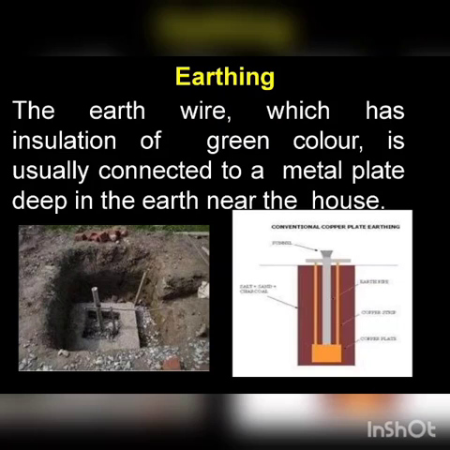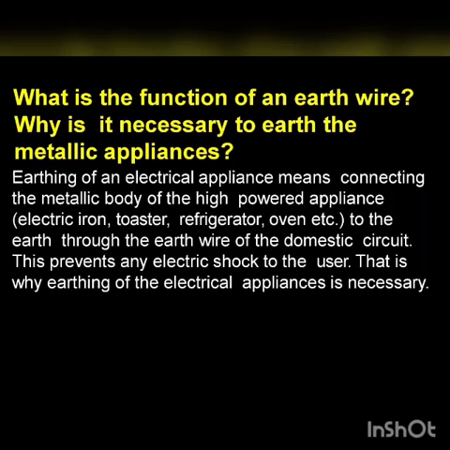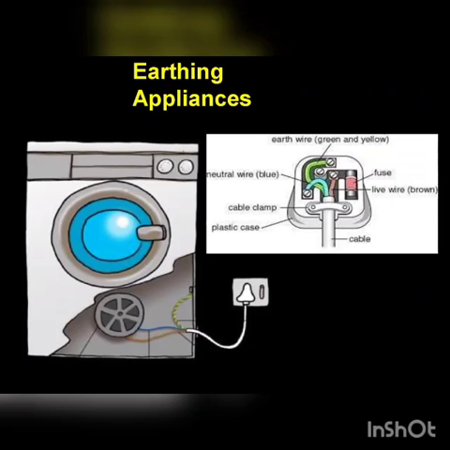Earthing. The earth wire, which has insulation of green color, is usually connected to a metal plate deep in the earth near the house. What is the function of an earth wire? Why is it necessary to earth the metallic appliances? Earthing of electric appliances means connecting the metallic body of high powered appliances to the earth through the earth wire of the domestic circuit. This prevents any electric shock to the user. That is why earthing of the electric appliances is necessary.